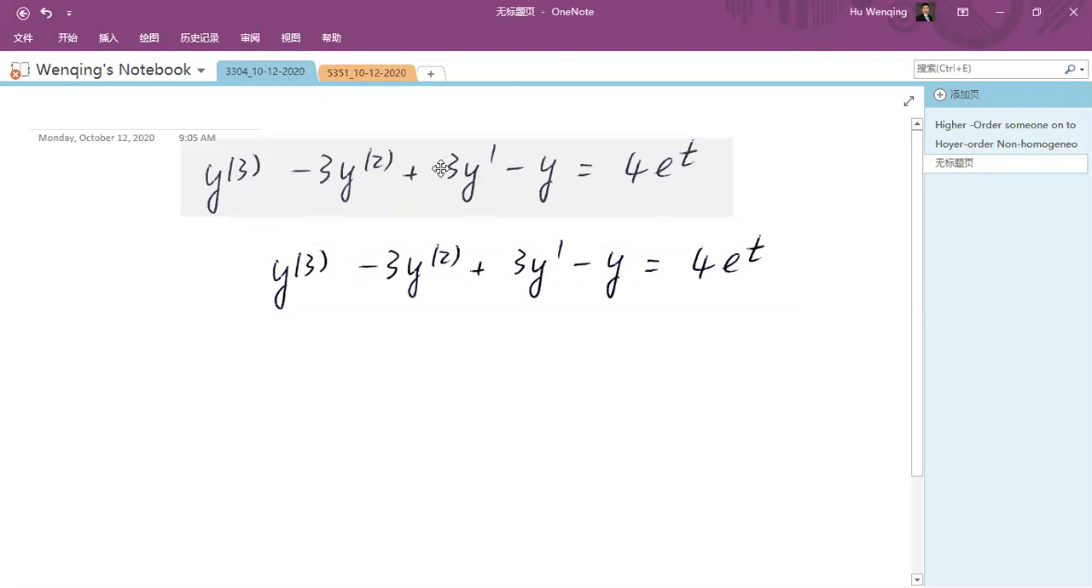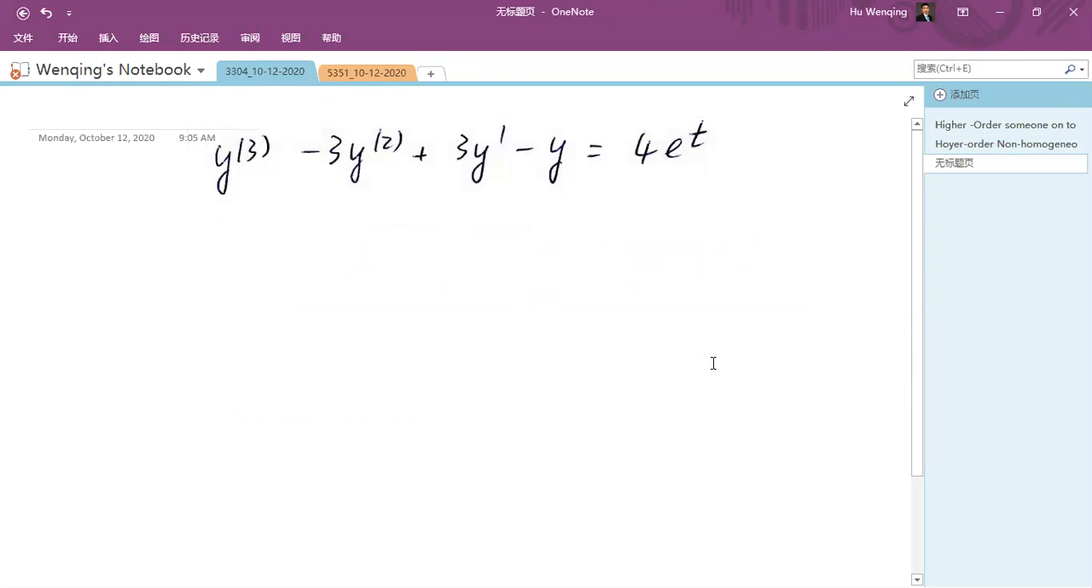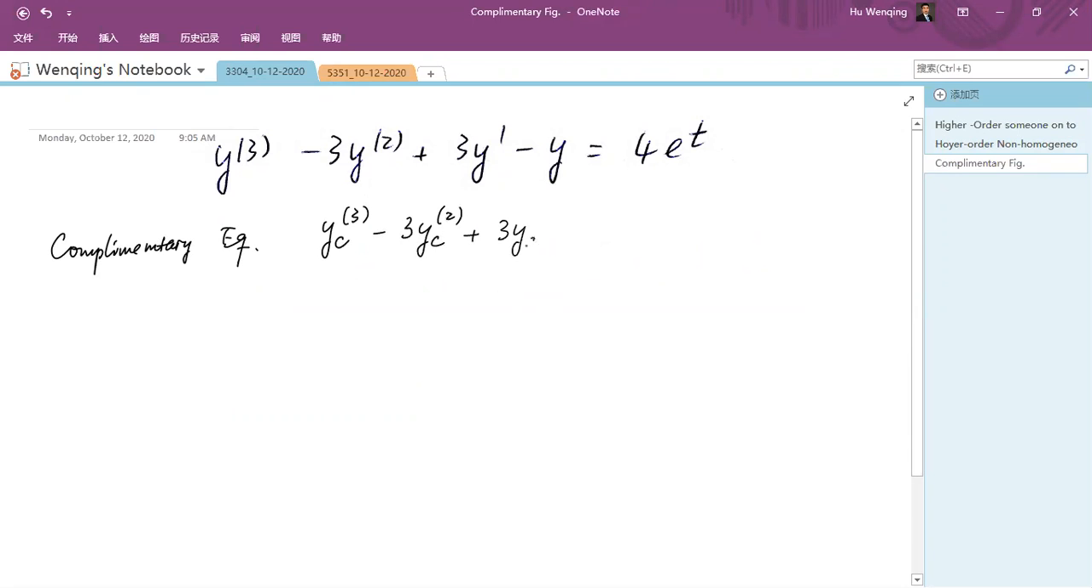Okay, so we want to find a solution of this equation. How are we going to do that? Well, you should start from the complementary equation. The complementary equation is yc cubic derivative minus 3 times yc second derivative plus 3 times yc prime minus yc is equal to 0. So that's the complementary equation.